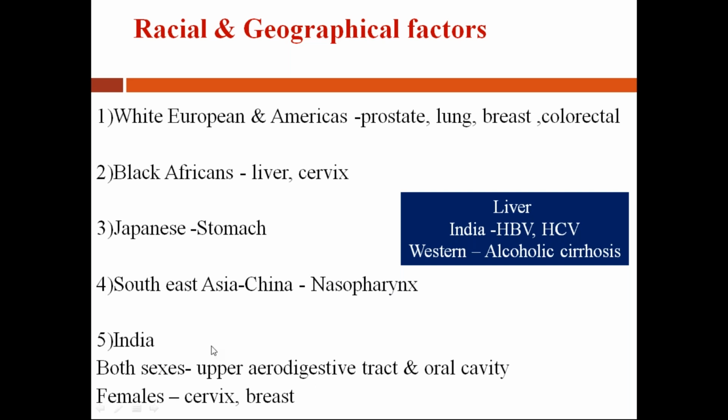In India, in both sexes, there is a risk of cancer of the oral cavity as well as the upper aerodigestive tract, that is the nasopharynx and larynx. And in females, cervical and breast cancer. Now, in hepatocellular cancer, the main etiological factors in India are hepatitis B virus and hepatitis C virus, whereas in Western countries it is alcoholic cirrhosis. So you just need to have an idea of this.